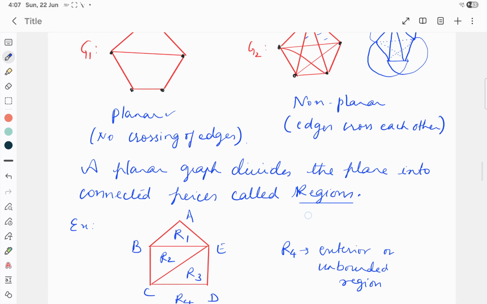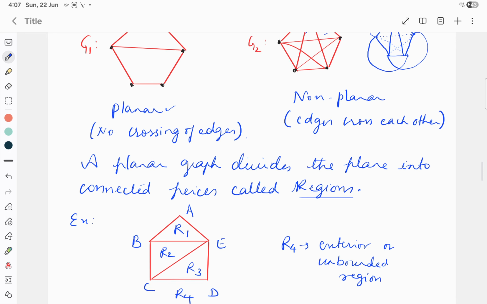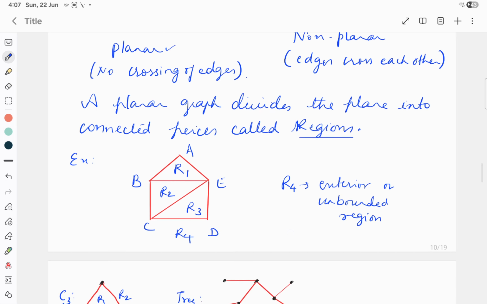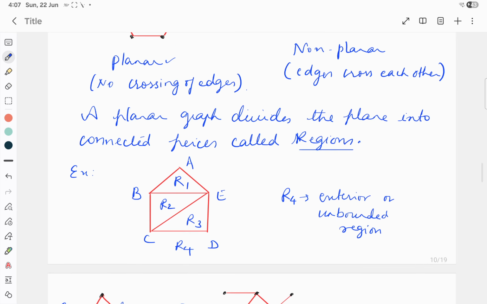Now a planar graph divides the plane into connected pieces called regions. What do you mean by regions? They are the connected pieces. They are the divisions made by the planar graph. For example, you have this graph made by A, B, C, D, E. Now you can see that there are regions. There are a few bounded regions. R1, R2, R3 are bounded regions, whereas there is an unbounded region R4. This unbounded region is the exterior region.